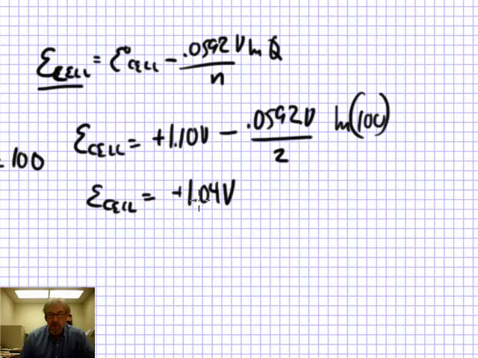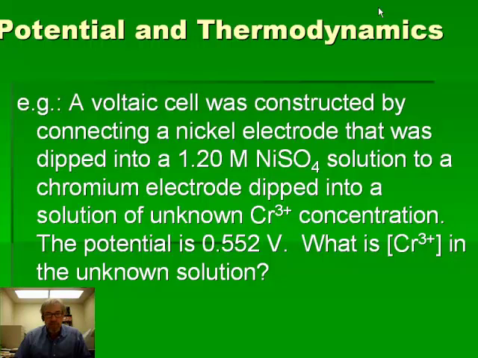So this represents a battery that is going dead, essentially. Under standard conditions, 1.10 volts are possible, but when the conditions change to what they are now, we have 1.04 volts, less potential.